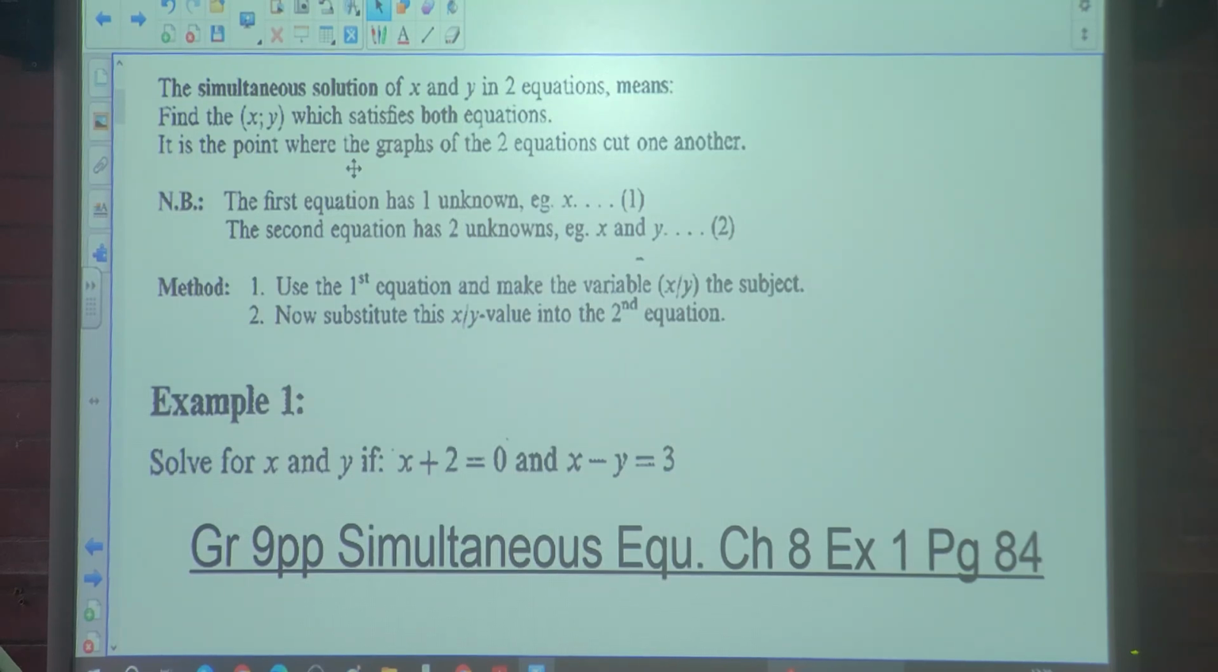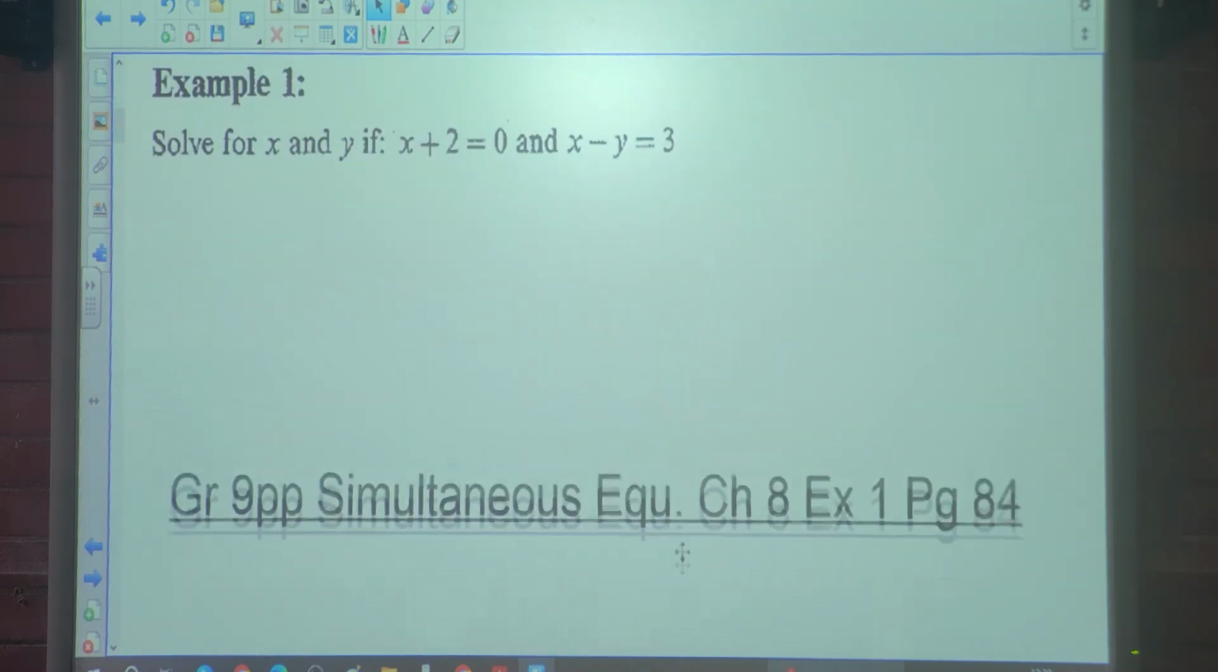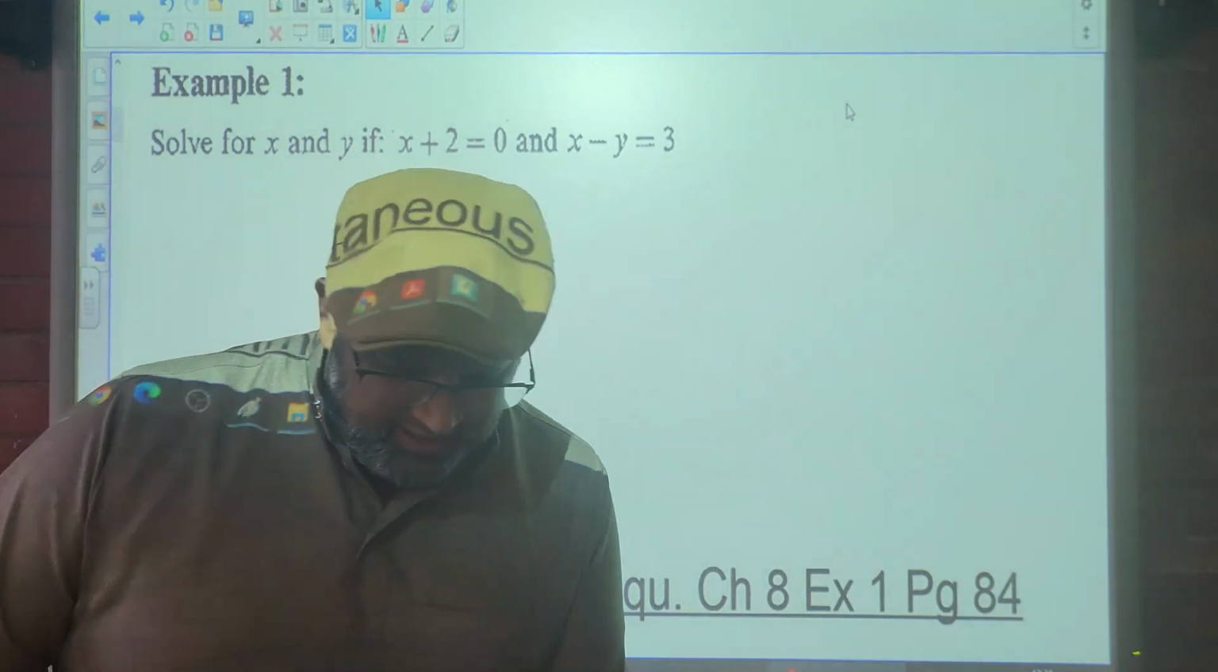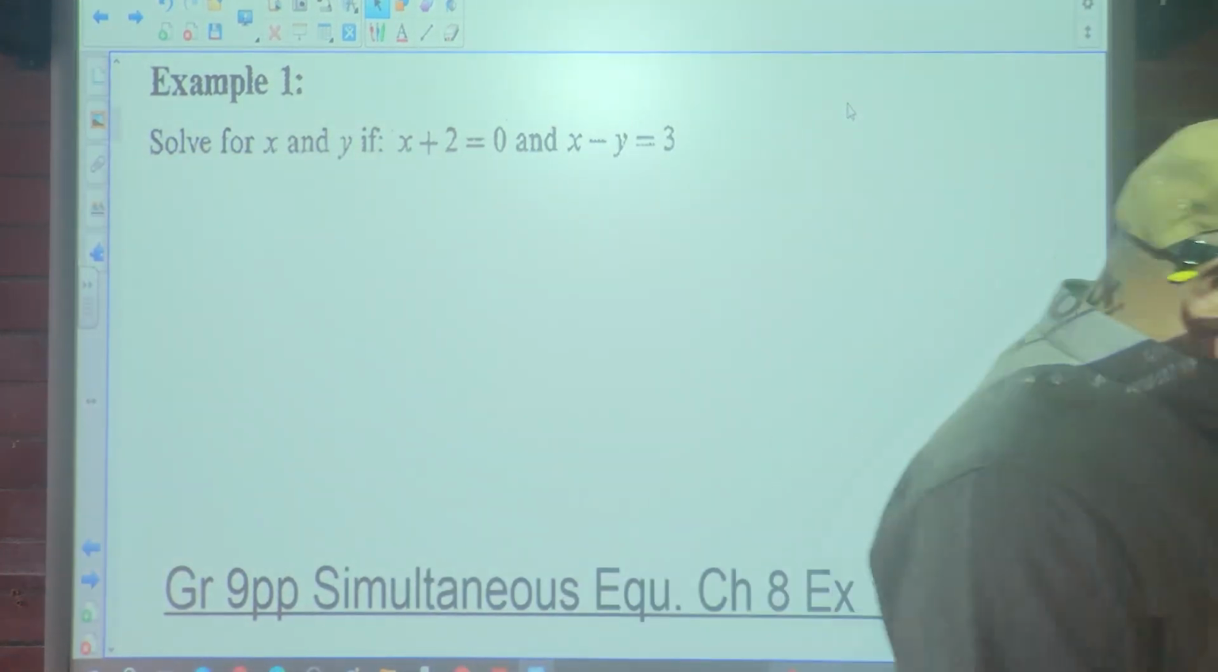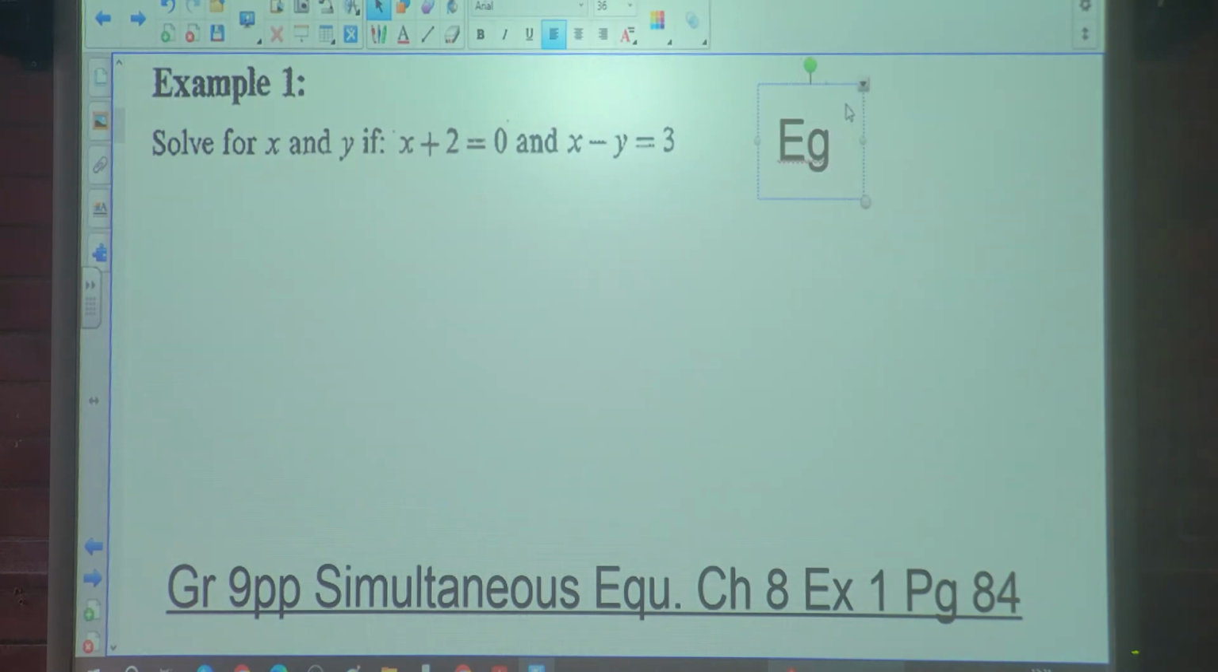Method 2. Use the first equation and make the variable x or y the subject. Now substitute x or y into the second equation. Let's look at example 1. Example 1 is on page 83.